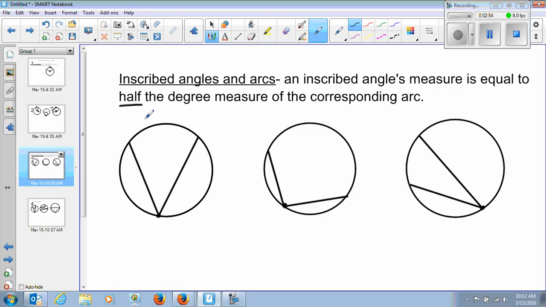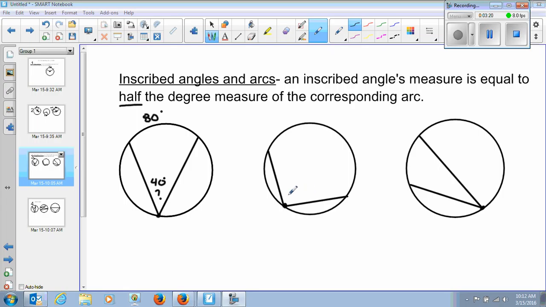So if in this example we said that this was, we'll say that it's 80 degrees here. Well, what would this be? Well, think about it. The inscribed angle's measure, which is the question mark, is equal to half of the measurement of the corresponding arc. So if this is 80, you may have guessed it already, but this would be 40 degrees. It's equal to half. Let's look at another example here.